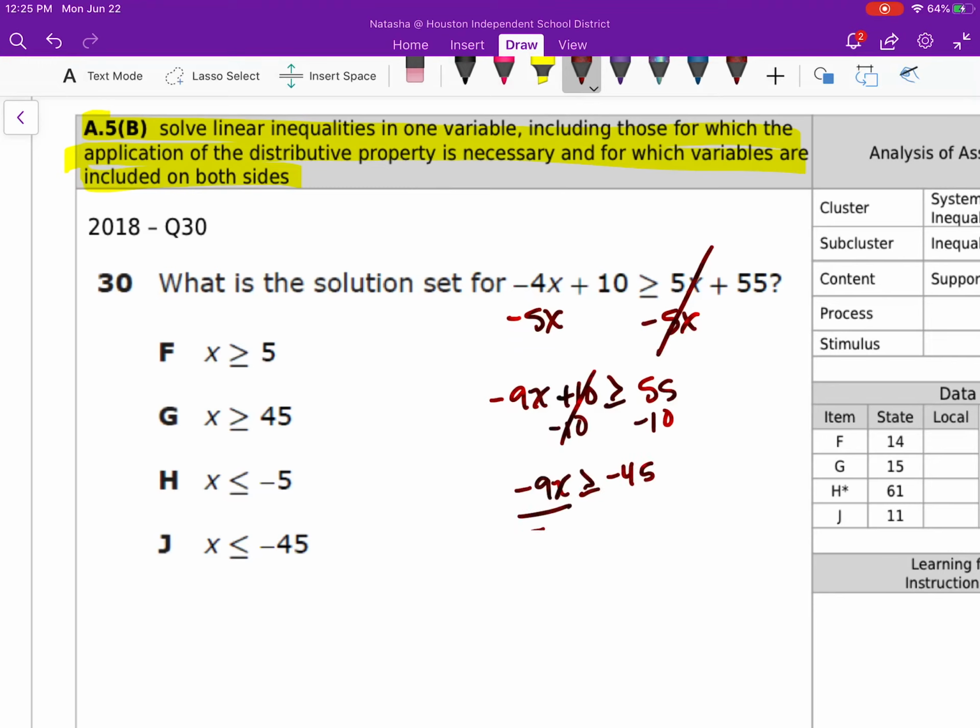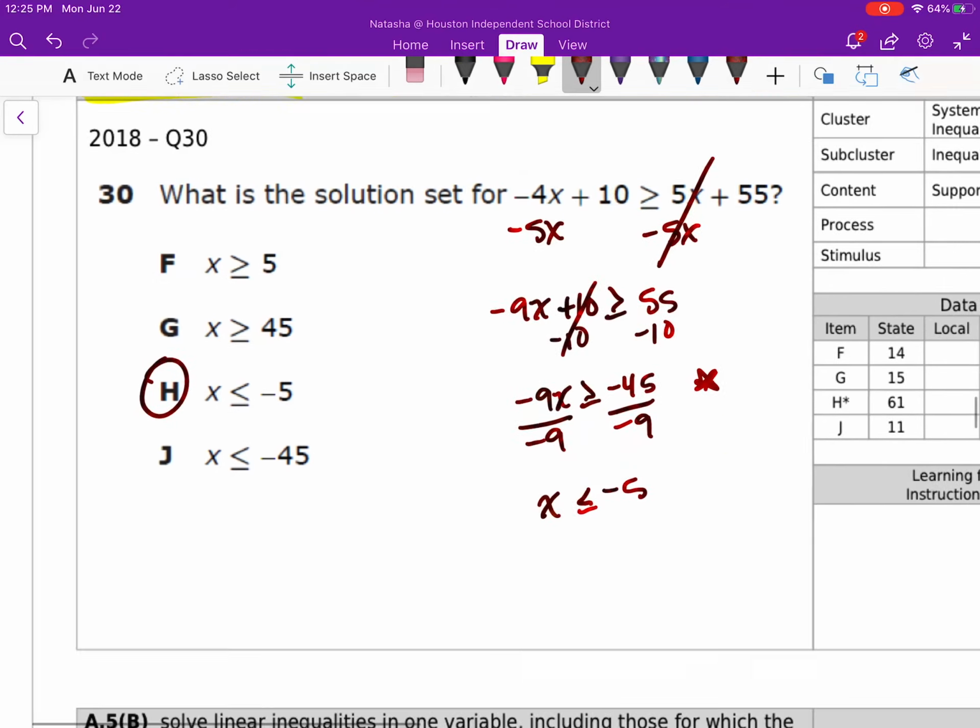We're now going to divide by negative 9. Now, pay attention. We're dividing by a negative number, so that means that x is now going to become less than or equal to negative 5, which is our answer choice H.